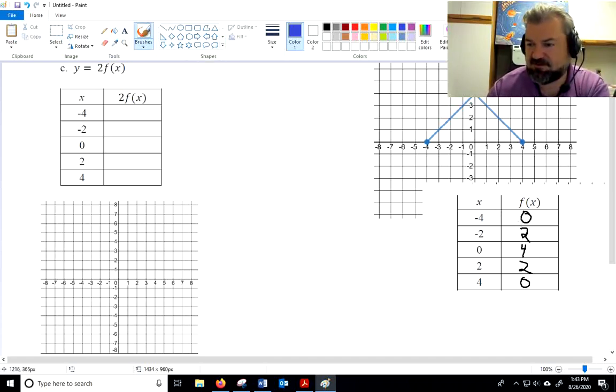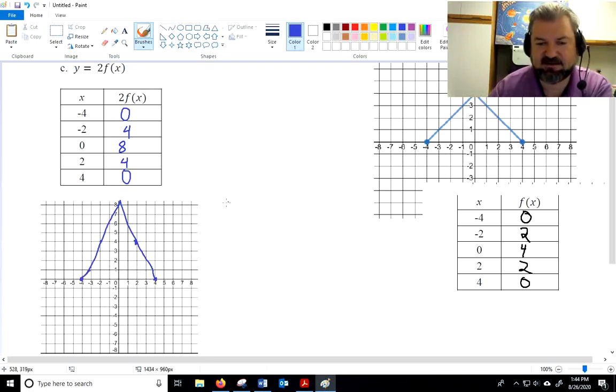So I'm going to take each one of these f of x values. The x's are the same, and I'm just going to multiply them by 2. So this will be 2 times 0, 2 times 2. I'm multiplying the f of x, the y value, times 2. This will be an 8. This will be a 4, and this will be a 0. So the zeros didn't move, right? They did not move. But the other numbers were doubled. All right, and that gives us that kind of shape there.